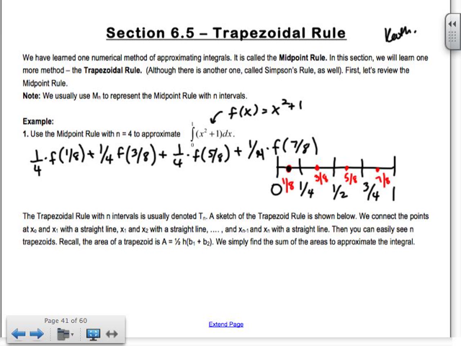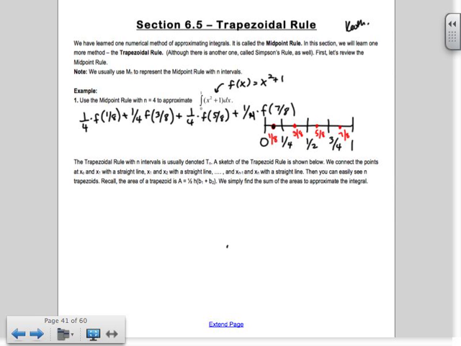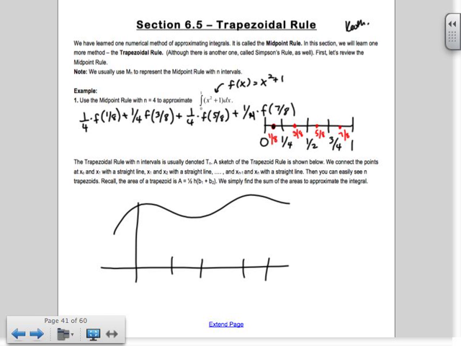Okay, so the trapezoidal rule with n intervals is usually denoted T sub n. So a sketch of the trapezoidal rule is shown below. So did I show you guys the sketch or no? No. Okay, so if I have some kind of curve, and these are my intervals. They don't have to be even, they can be. Here's what you do. If you go up on the right side of the rectangle and on the left side of the rectangle, and then connect them, you have a trapezoid. Do you guys see the trapezoid?